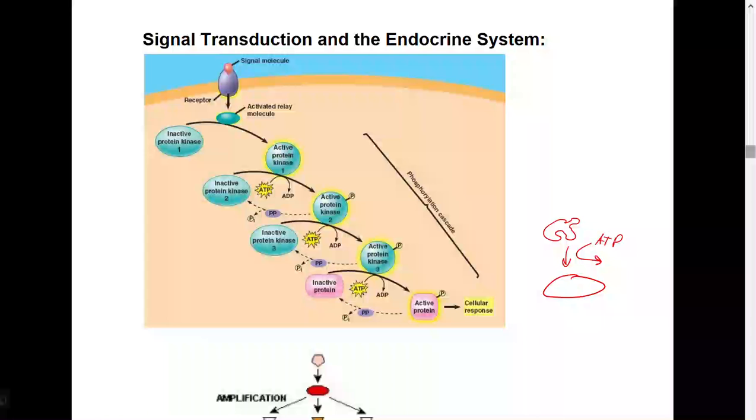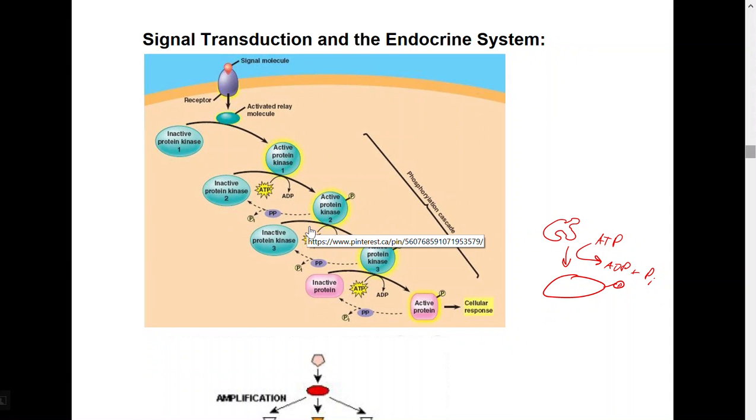ATP goes to ADP plus Pi, and you have a phosphate here. It gives it energy, and the protein goes through a conformational change. You can see the shape change here. It's going to change form and be able to be active. And then it's going to do something. It's going to relay until it gets to the certain protein that it activates, and that protein is going to carry out the cellular response.